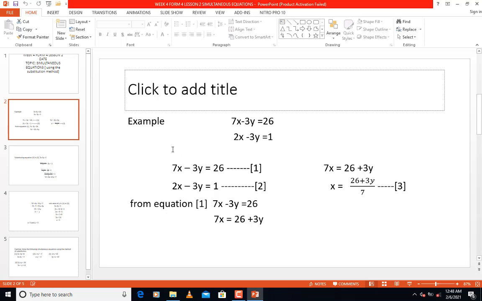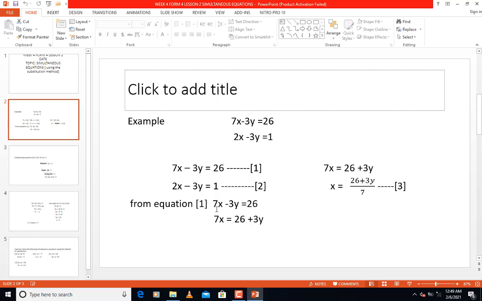Now, example: 7x minus 3y is equal to 26, and 2x minus 3y is equal to 1. Still using the same idea, same concept, same rules. First one, equation number 1. Then second one, equation number 2. Now decide from equation 1 and 2 which one you want to use.